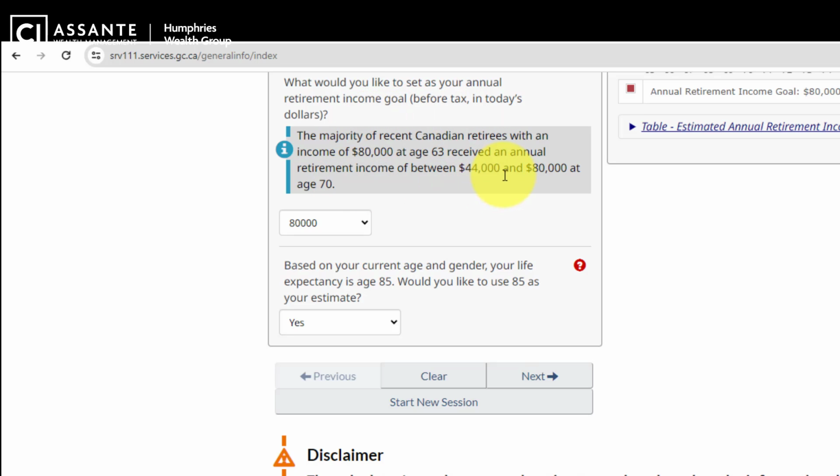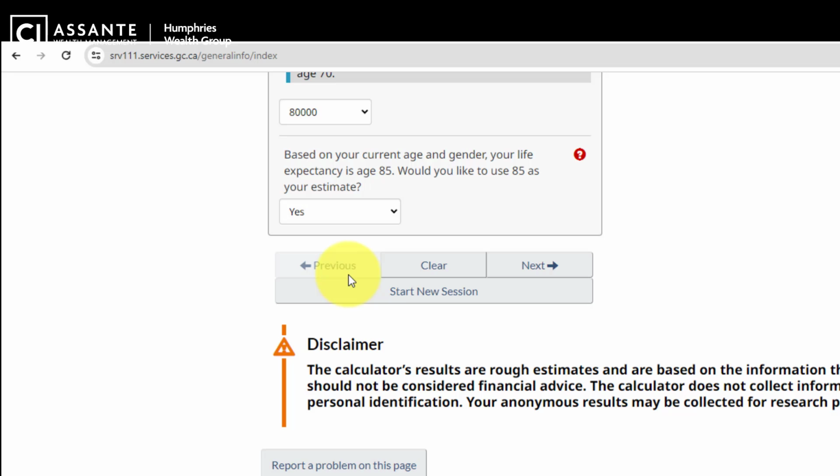I didn't use their range. They put in $62,000 per year in the calculator, but I went in and I reset the number to $80,000 per year in the calculator. Now, a couple of things about income for these calculations.